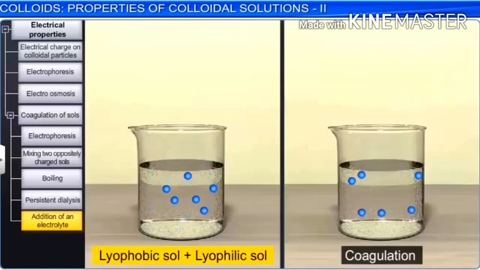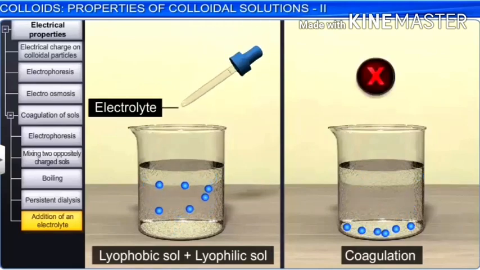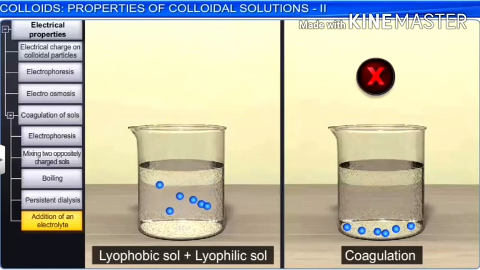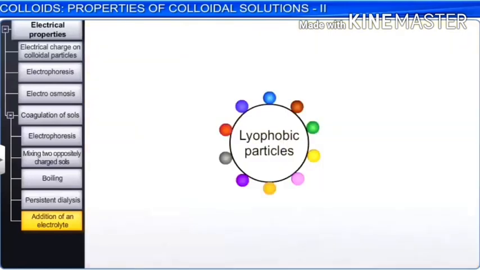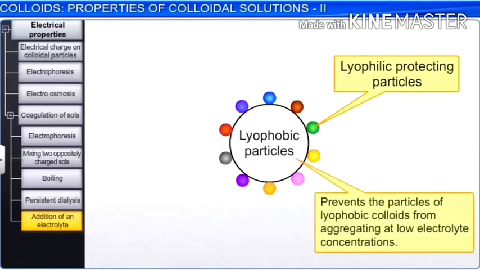One method is by mixing the lyophobic sol with a lyophilic sol. It causes very little coagulation. Even if we add a slight amount of electrolyte, it won't get coagulated easily. Why is it so? Because the lyophilic particles will protect them. They accumulate on the surface of the lyophobic particles and protect them from coagulation. It will prevent the particles of the lyophobic colloid from aggregating if a low amount of electrolyte is added.